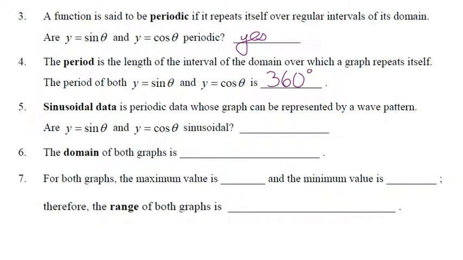Okay, sinusoidal data is periodic data whose graph could be represented by a wave pattern. Are y equals sine theta and y equals cos theta sinusoidal? Yes. The domain of both graphs is? No. That's the period. What's the domain? It's a set of all theta such that. What can you say about theta? Belongs to the reals.